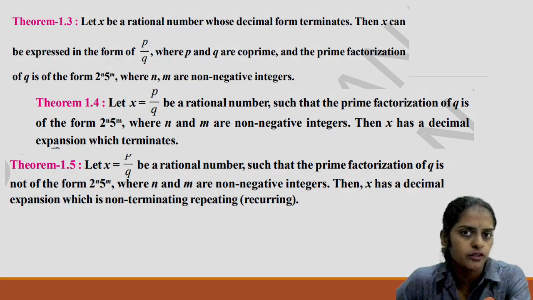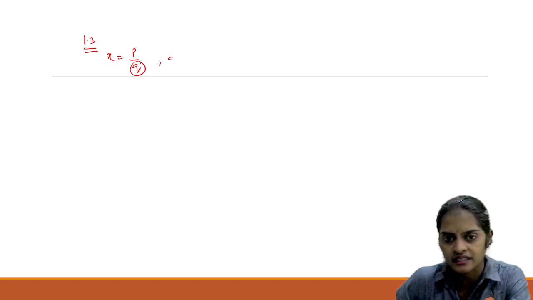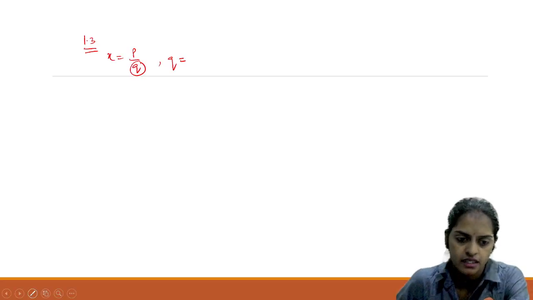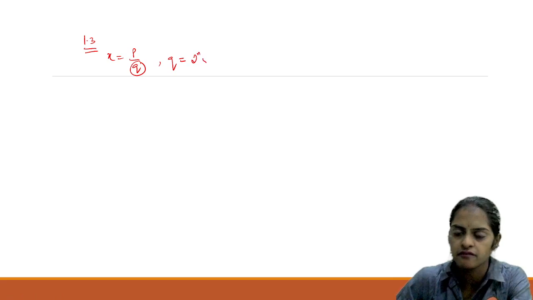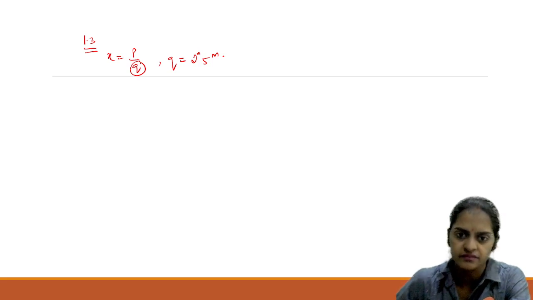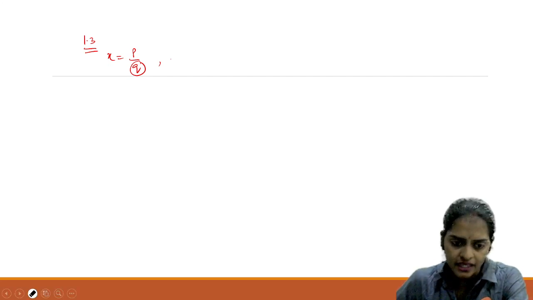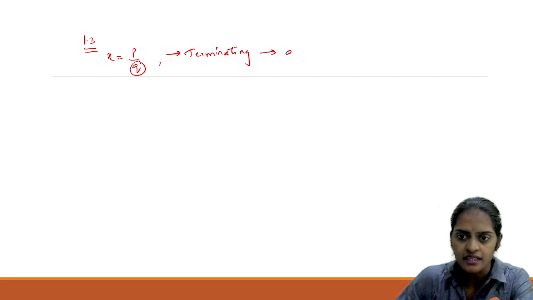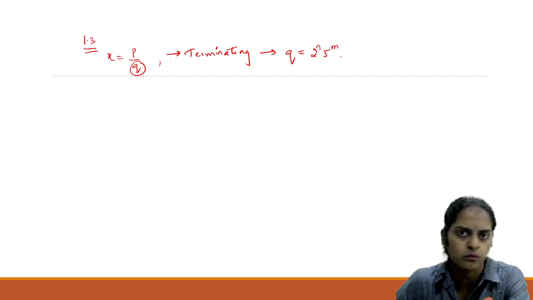Then the prime factorization of q. This q which you are finding in the denominator, its prime factorization is 2 power n, 5 power m. And what type of rational number is it? It has a decimal form which terminates. Let me write it very clearly. X is a rational number, and the decimal expansion of this rational number is a terminating decimal expansion. Then the denominator q can be written as 2 power n, 5 power m. That means 2 power something, 5 power something. Both 2 and 5 you can express.